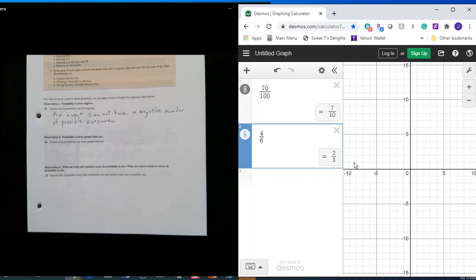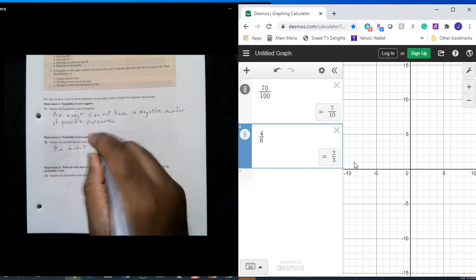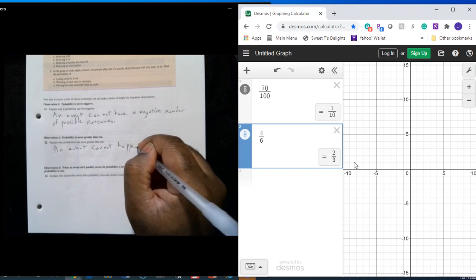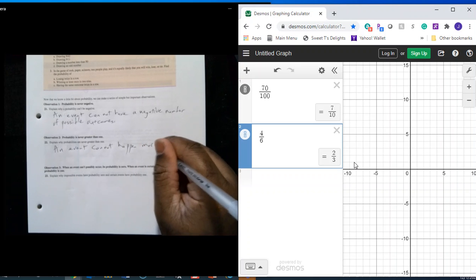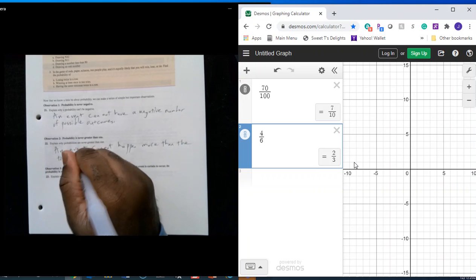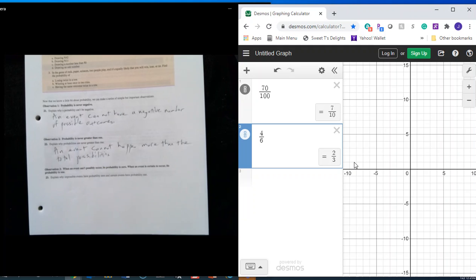Okay, it says probability is never greater than 1. Explain why probabilities are never greater than 1. An event cannot happen more than the total possibilities. Just like rolling a 6-sided die or rolling a die. There's only 6 outcomes. So the most that you could get is 6 different type of outcomes. That's it. So it'd be 6 over 6, which would give us 1.